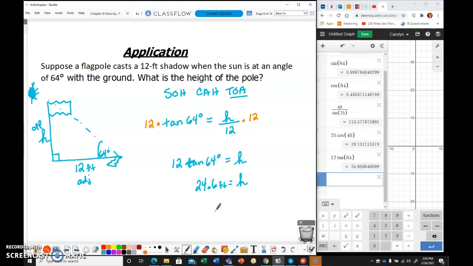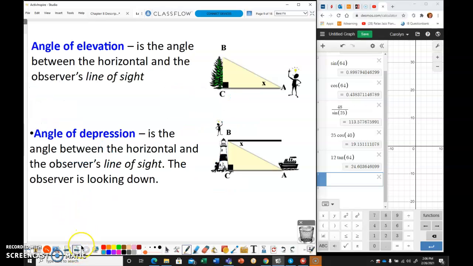Okay, so that's how an application problem is going to work. If they don't give you a picture, the suggestion is to make your own picture for it. Let's check out some more. There's two things that we have to know what we're referring to. So this is like a definition page for you here.